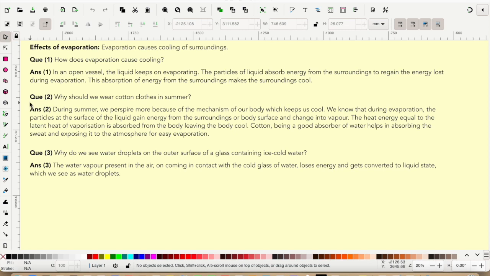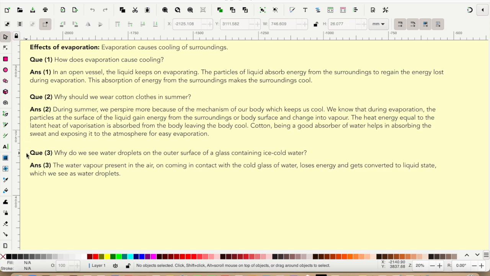Now let us see these two questions. Why should we wear cotton cloths in summer? The answer is, in summer we sweat more. Cotton is a good absorber of water. It absorbs sweat and exposes it to air to evaporate. As an effect of evaporation, our skin feels cool.